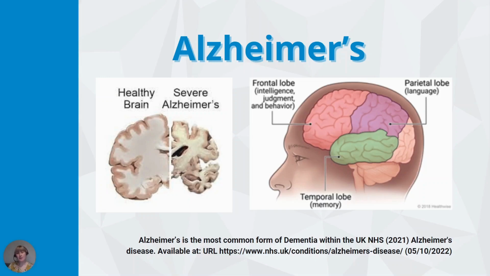When we look at the picture that shows the brain broken down into different sections, we can see the frontal lobe. That's important to us because it gives us intelligence, judgment and behaviour. We have our parietal lobe at the side there, which is in charge of our language skills. And we have our temporal lobe, which is in charge of our memory. According to the NHS UK website, Alzheimer's disease is the most common form of dementia diagnosed within the UK, and this was a study taken out in 2021.